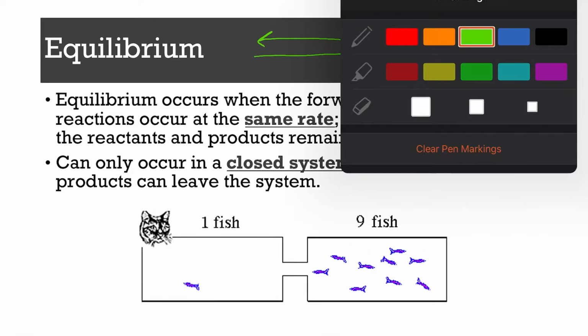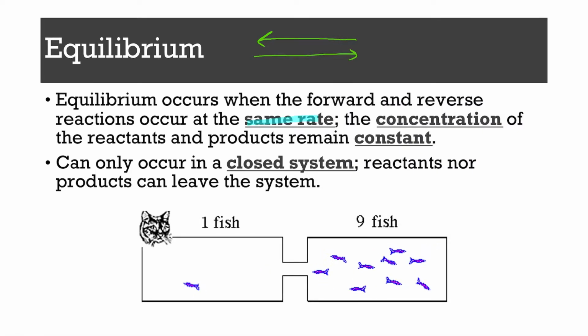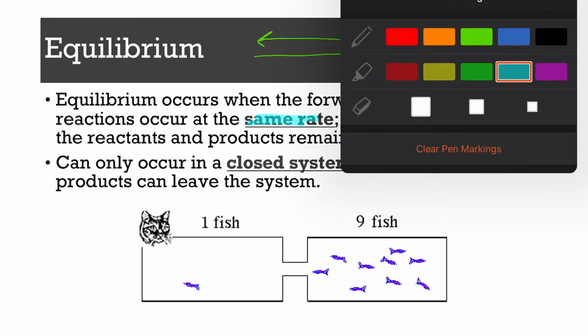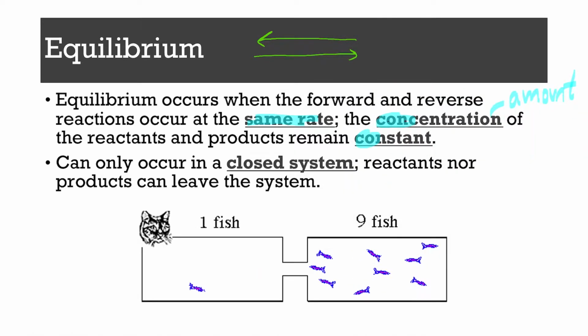Another thing to mention is that once you've reached equilibrium, so you have the same rate, forward rate equals the reverse rate, the concentration is constant. This is the same as saying the amount of something is constant, and constant just means it does not change. So once you've hit equilibrium, what you make is the same as what you lose.